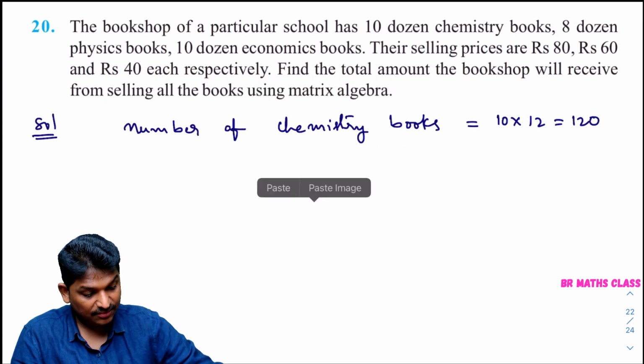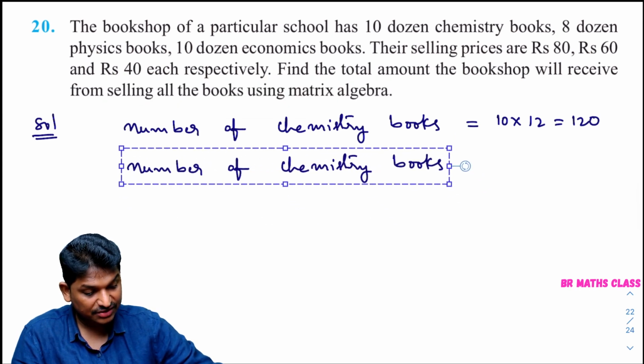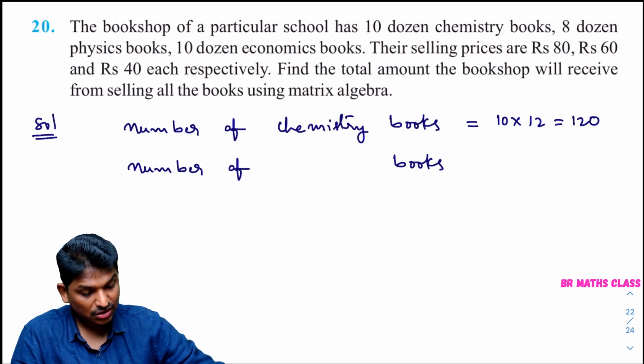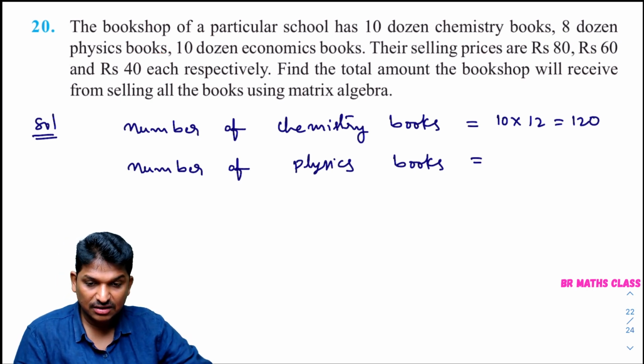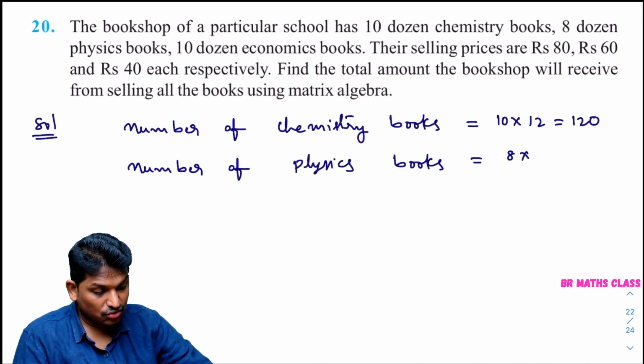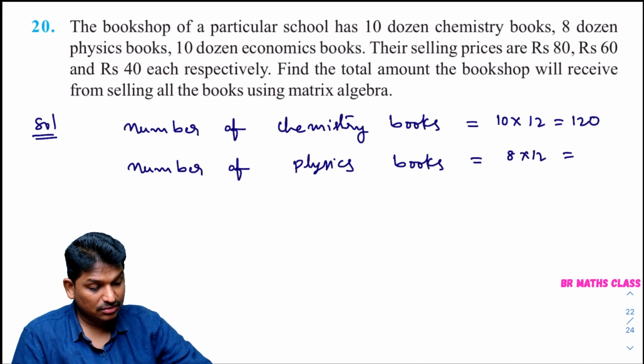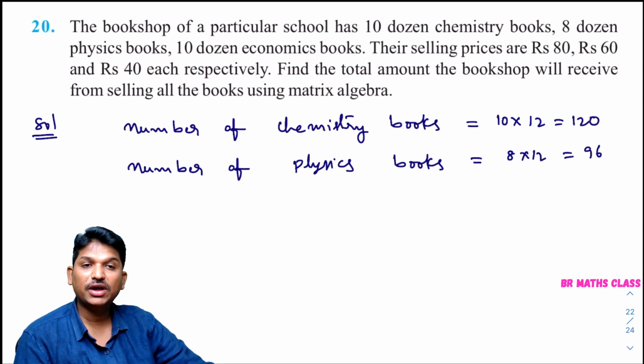Okay. Next, number of physics books. How many are there? What are they saying? 8 dozen. 8 dozen, right? That means 8 into 12, 96. Okay.